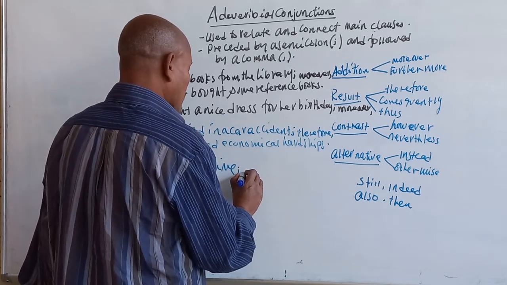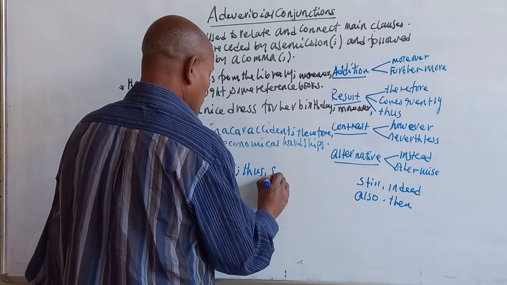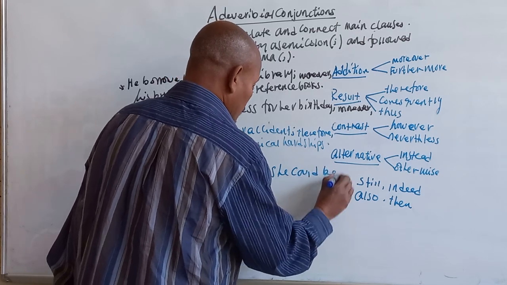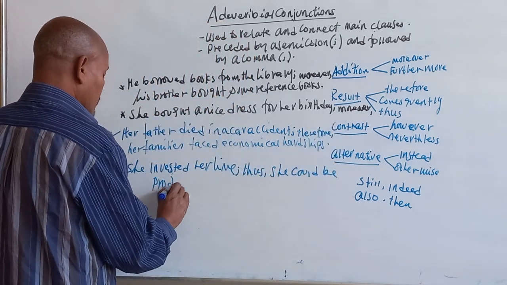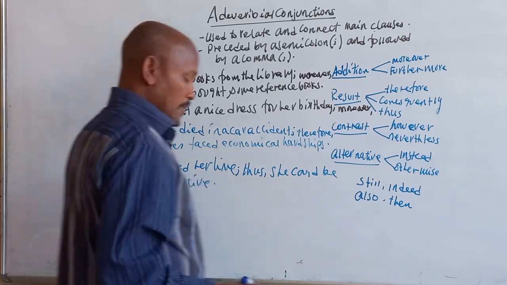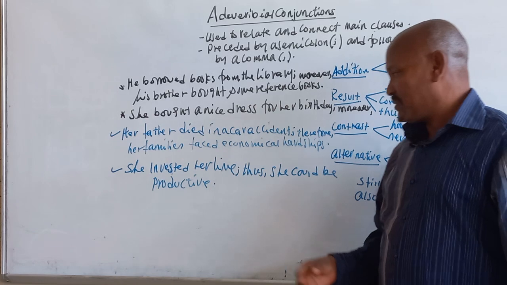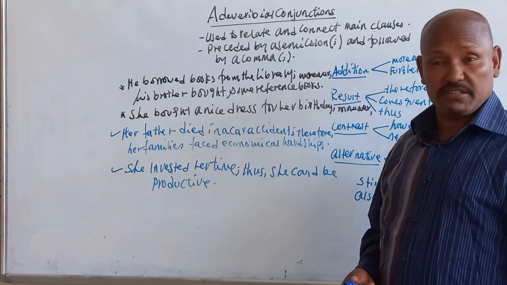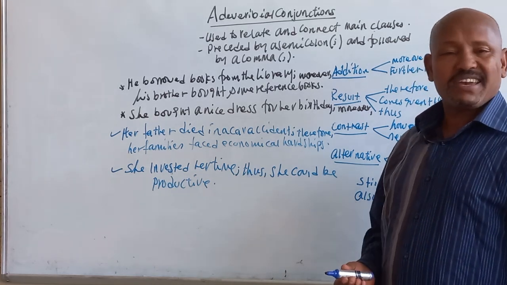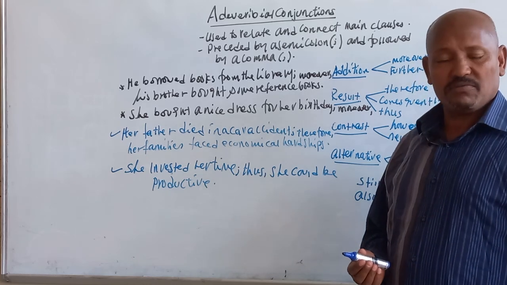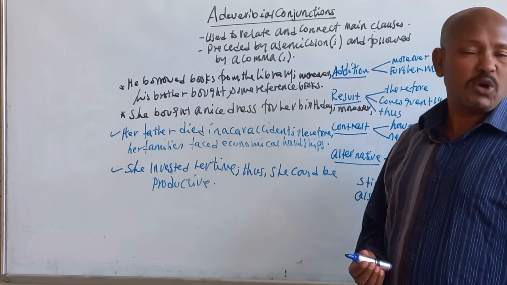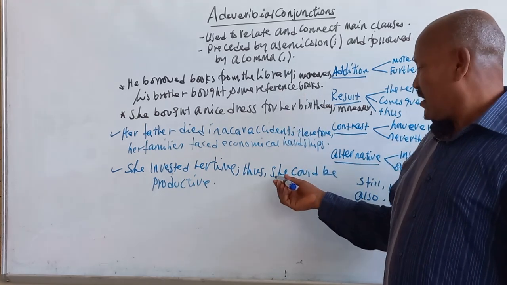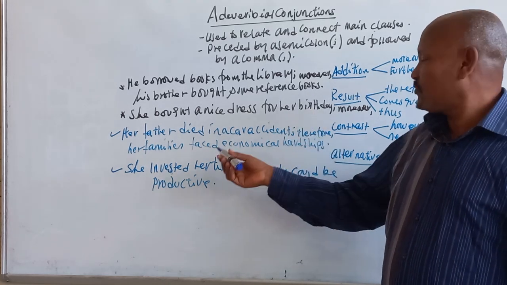She invested her time so that, thus she will be what? She invested her time. She could be productive. Look at this example, please. She invested her time means she devoted her whole time to studying her lessons. Therefore, consequently, she could be productive, which means she could score good results. Right? She could score good results. Look here. The second clause is the result of the first one.